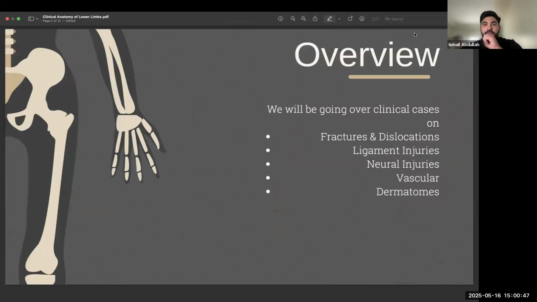So mainly how we're going to be doing this is we will be having a clinical scenario, and then we'll be discussing the clinical scenario. And from there, we'll be diving more into the discussion about certain high yield topics. We'll be having a total of 19 clinical scenarios where we're going to be talking about fractures, dislocation, ligament injuries, nerve injuries, vascular injuries, and a bit of dermatomes at the very end.